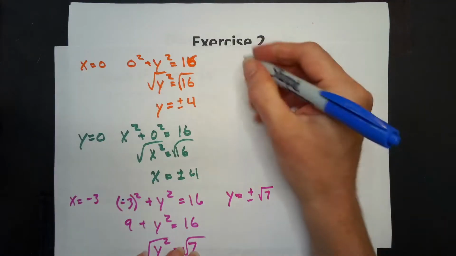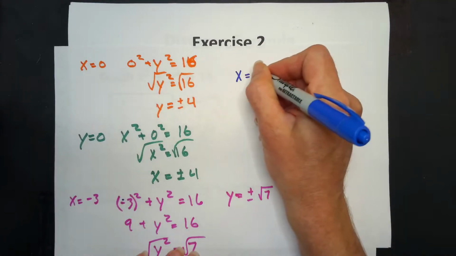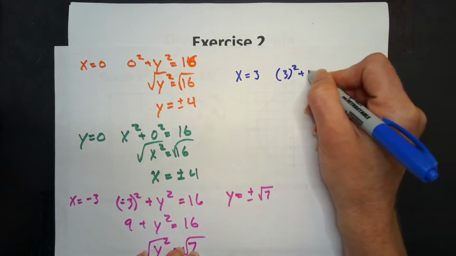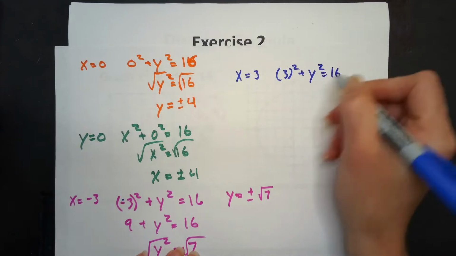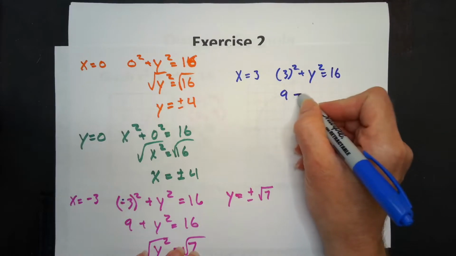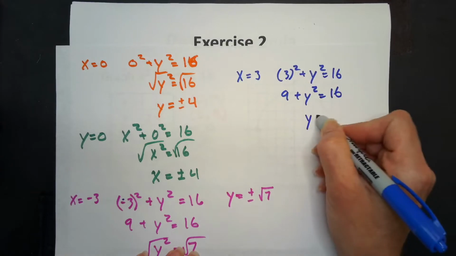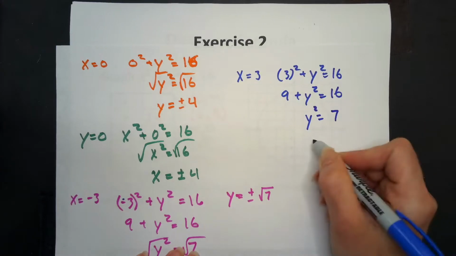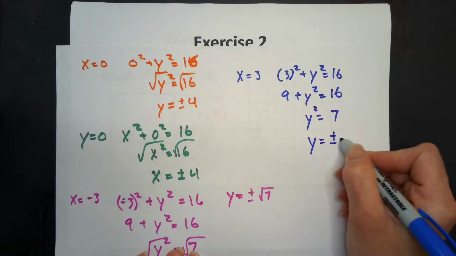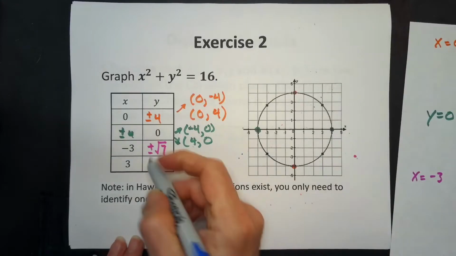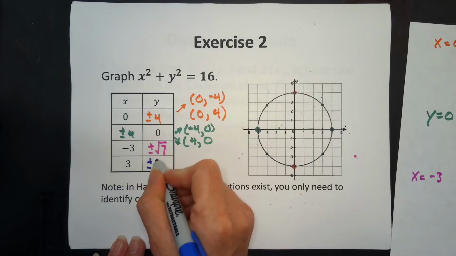Let me just do it real quick, just writing over what I already have. X equals 3. Very similar, you're going to get 3 squared plus y squared equals 16. It's still going to be 9 plus y squared equals 16. So y squared equals 7. So y must have been plus or minus the square root of 7.